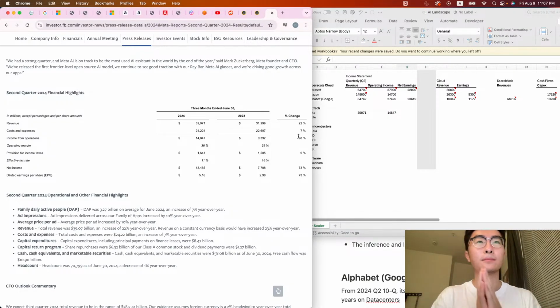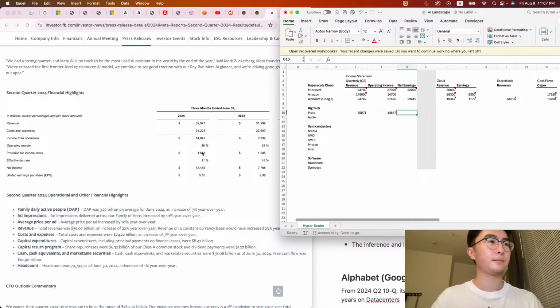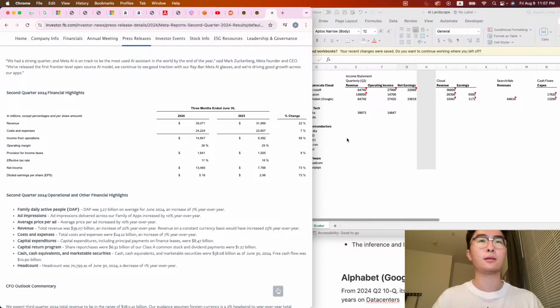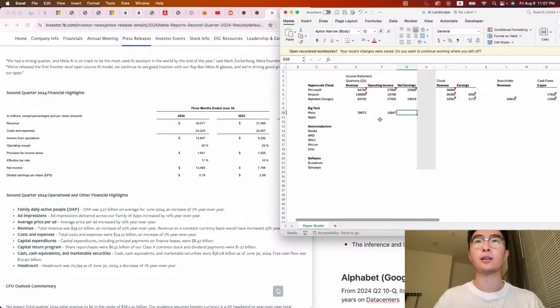Really? Seems reasonable. What is that, like a $5,000? I guess not thousands. It'll be a $5 billion increase. Yeah, I guess that is 58%. Damn. All right. And then net income, 73%. Okay. Yeah, I can see why the stock is up so much.